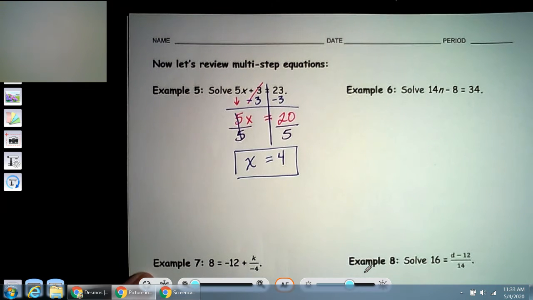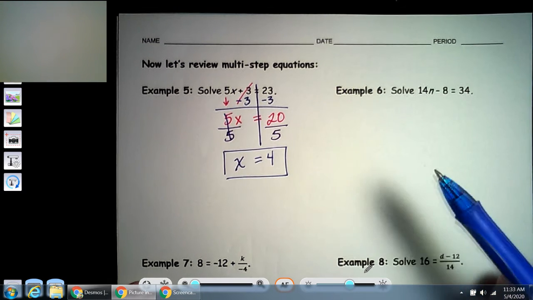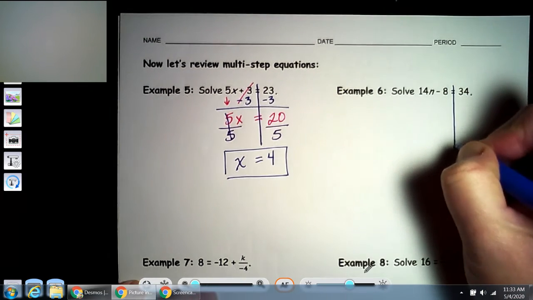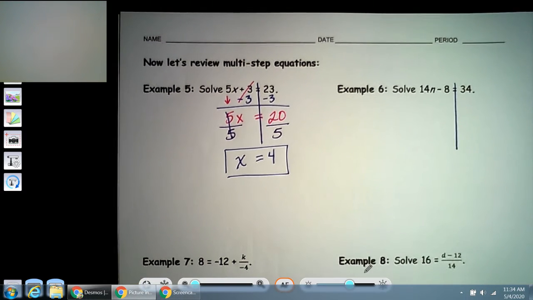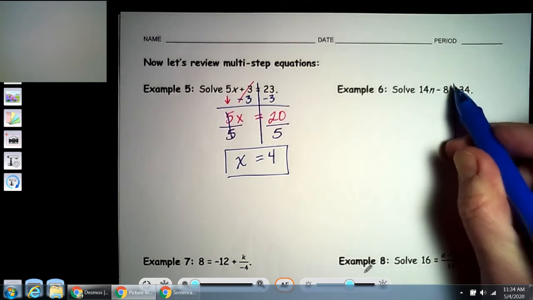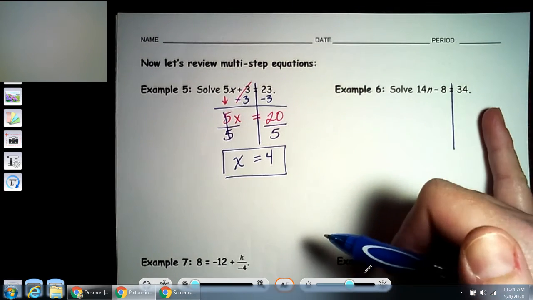Okay. The important thing when you see these problems is not to be intimidated. Remember the process. We just want to isolate the variable. We want to undo the operations that we see. Okay, take them one step at a time. So if we look at example 6, 14n minus 8 equals 34. I drew my line down the equal sign to remind myself that whatever I do to one side, I have to do to the other.